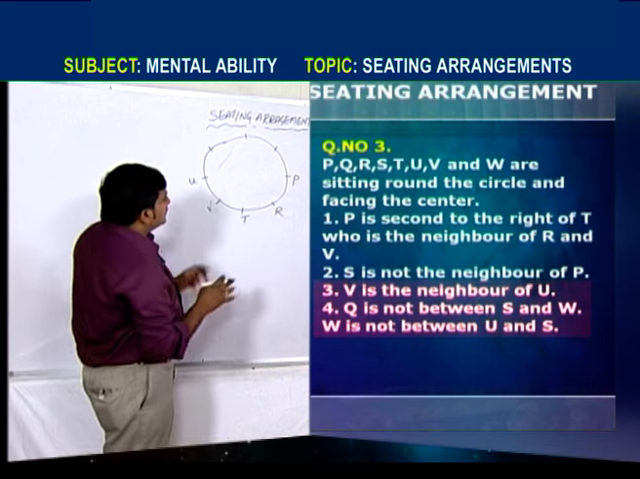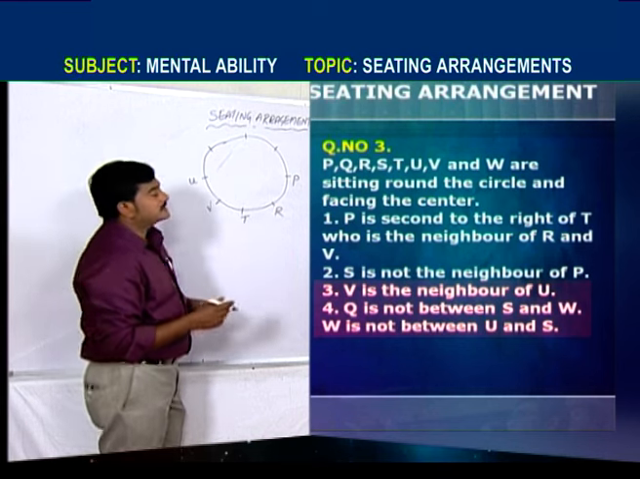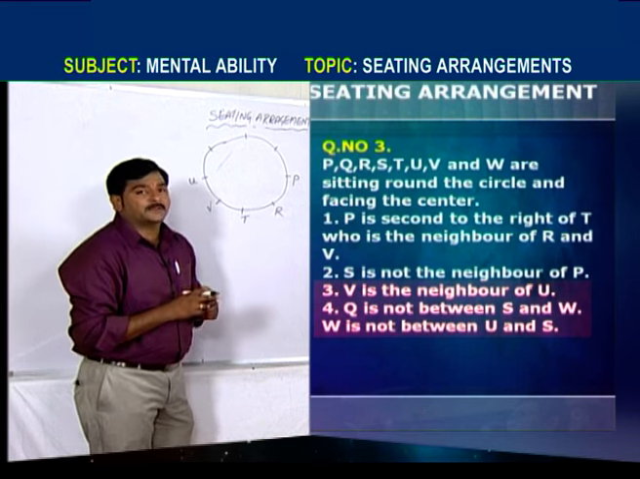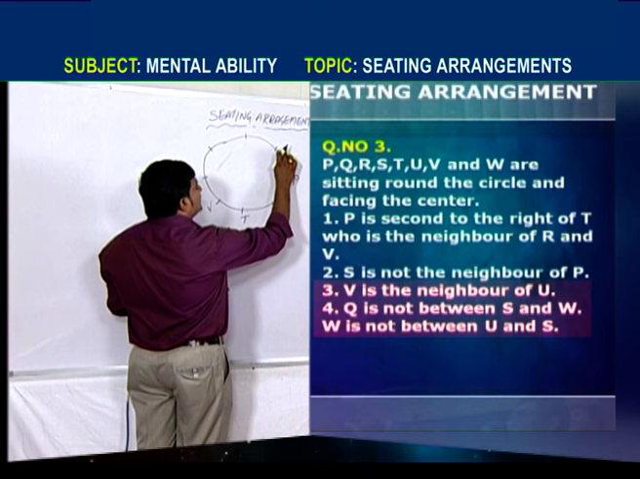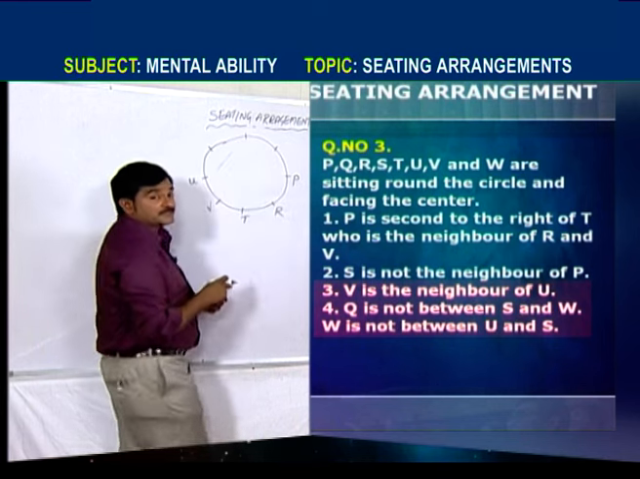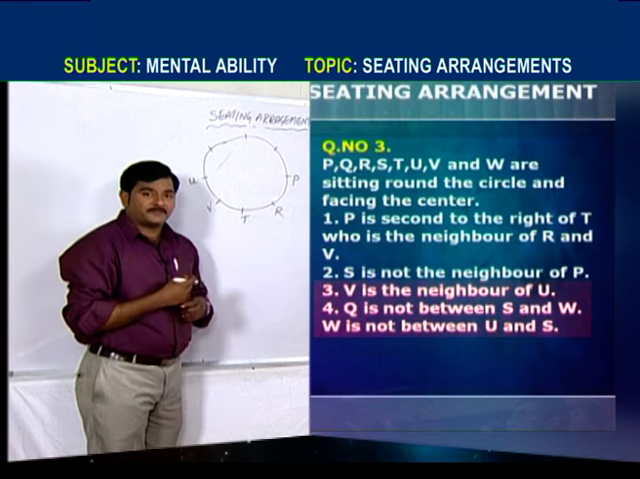I hope you understood up to this. Next, remaining 3 other blanks are there. One thing is clear from condition number 2, what he mentioned here: S is not the neighbor of P. So S should not sit here. For S, we have 2 other positions. Now we'll fill the remaining 3 persons.